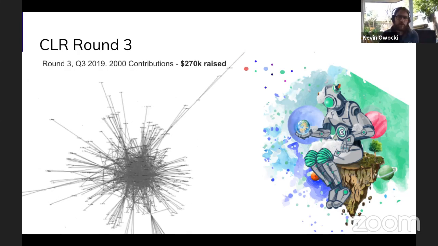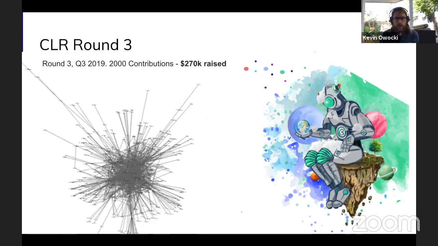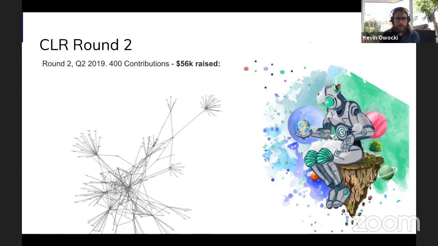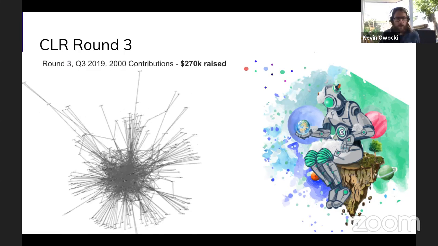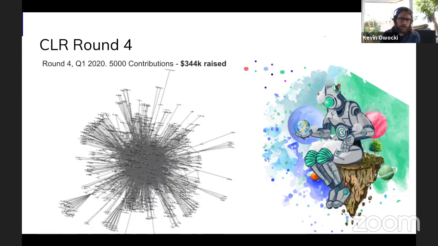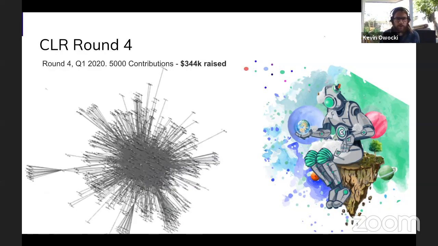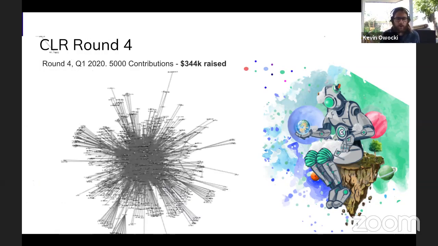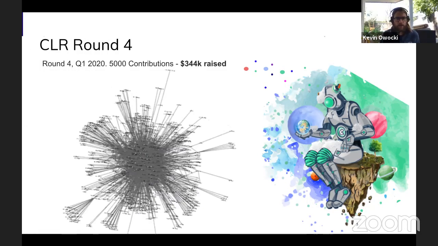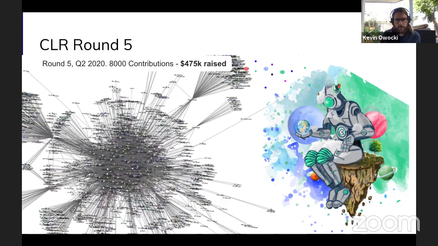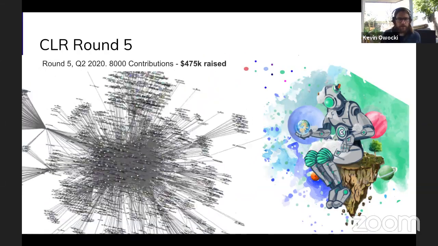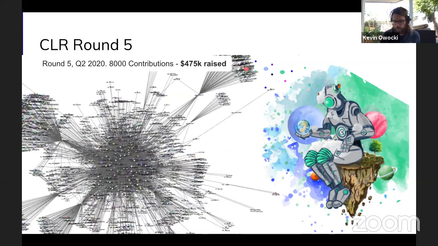In round 3, we did 2,000 contributions and raised almost 300K, which is like a 400% increase after round 2. Round 4, we did 5,000 contributions and raised 350K. And you can see that the network of preferences has gotten much, much richer. And then round 5, we raised about $500,000 with 8,000 contributions for open source software.